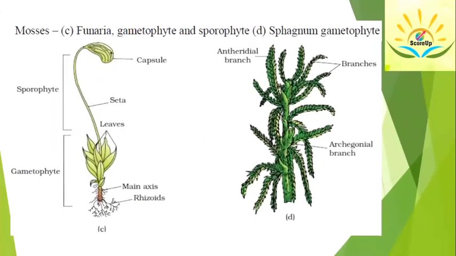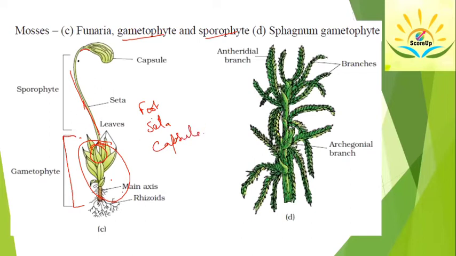Next is Funaria, gametophyte and sporophyte of Funaria. Here it is together. This part up to this part is the gametophyte. Leaf, main axis, and rhizoids together are called the gametophyte. Then the upper portion is called the sporophyte. The upper portion has foot, seta, and capsule. Foot is here, seta, capsule. See, this is the fertile part of the Funaria.